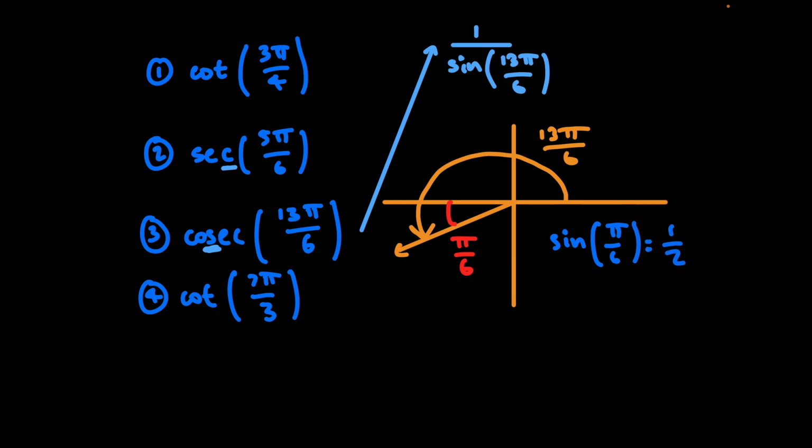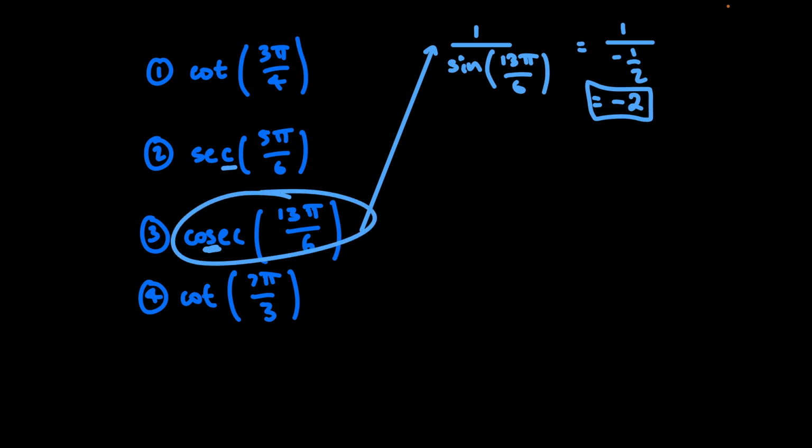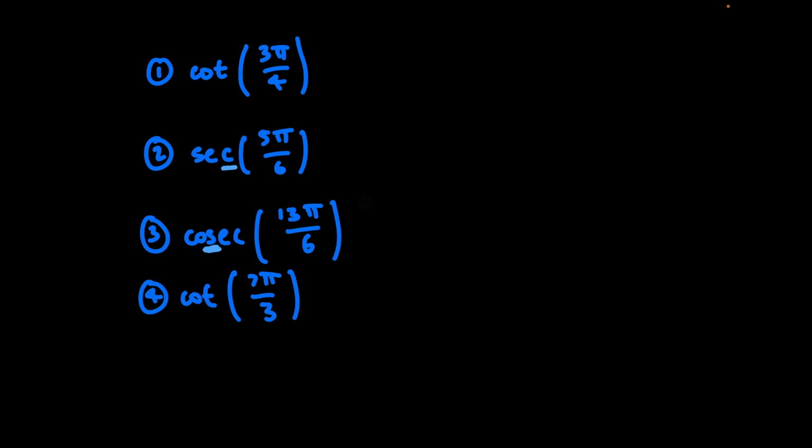So that means our answer to this one here is simply the same as 1 over negative a half. And in this case, this is just the same thing as negative 2. Okay, so this is our answer to question 3. Question 3 is simply minus 2. Okay, and lucky last for this set of questions, let us work out what is cot 7 pi on 3.